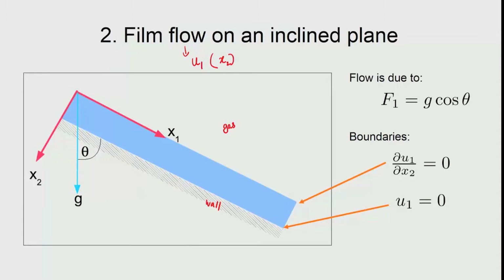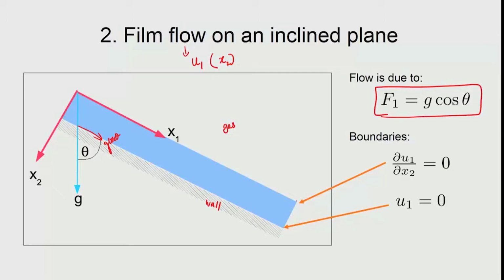The driving force, the reason why the flow is happening, is because of the body force term, that is g cos theta along this direction. If you take the component in this direction, you have got g cos theta, and that is the body force that is acting, because of which the flow is taking place. And the boundary conditions, as we discussed in the previous session, are as follows.